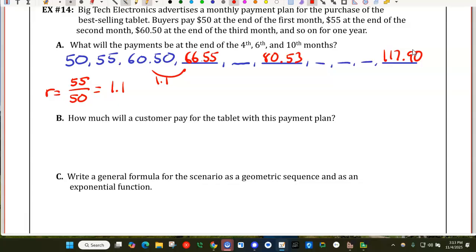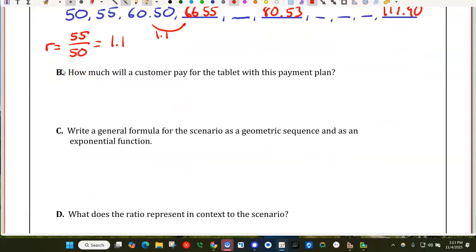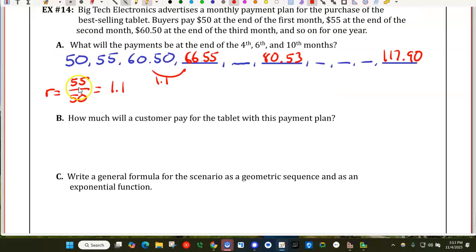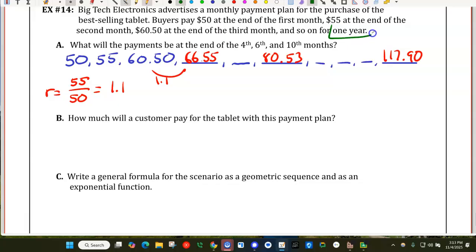Now, how much will the customer pay for the tablet with this payment plan? So we have to add up once again all these numbers. So much like the last time, it's probably a good idea to use the summation and just have it added up for you. Okay. And how many payments were there total on this? Is it 10 or 12? 12, yes, because it does say here for 1 year. Even though this question said just find the 10th month, it doesn't imply that that's the last month. Right? So careful, we have to input the right numbers.